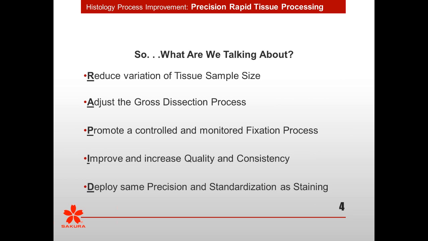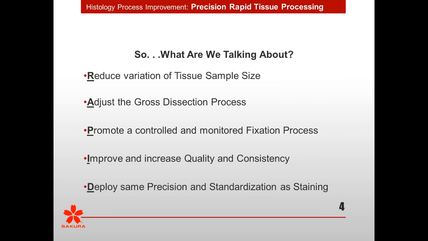Improve and increase quality and consistency. If we make any changes, we have to make sure that we maintain or improve quality and we can increase consistency. And then the main part about doing precision rapid tissue processing is you have to deploy the same precision and standardization as you apply to your IHC staining or your H&E staining. We just kind of throw things into our tissue processors, and then we spend all this time downstream trying to figure out why we have to do all these special techniques to make things work.